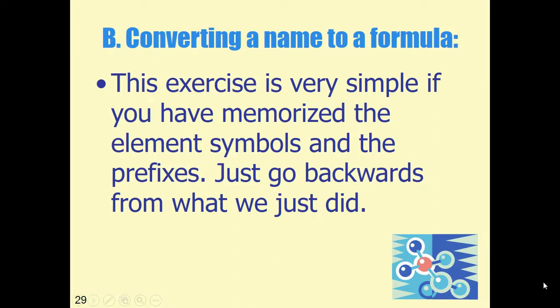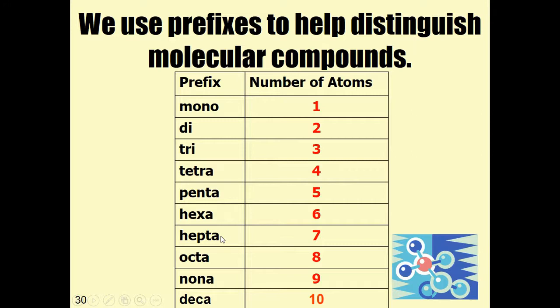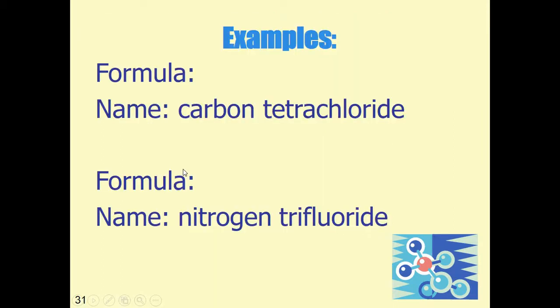So just to remind you, these are your prefixes. Your prefixes help to distinguish your molecular compounds. Mono 1, di 2, tri 3, tetra 4, penta 5, hexa 6, hepta 7, octa 8, nona 9, and deca 10. So let's practice. Carbon tetrachloride. So first element is carbon. Let's write down the symbol for carbon. That is C. How many carbons do we have? Well, there's no prefix in front of it, so we must only have one. So we have a C.